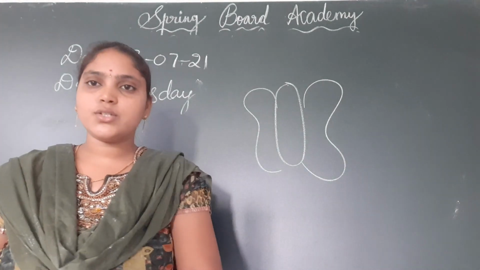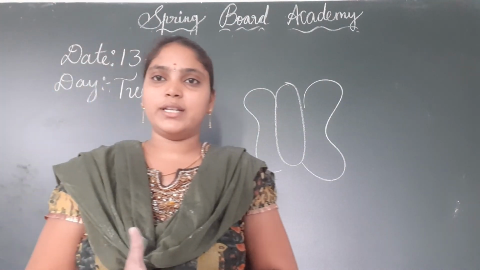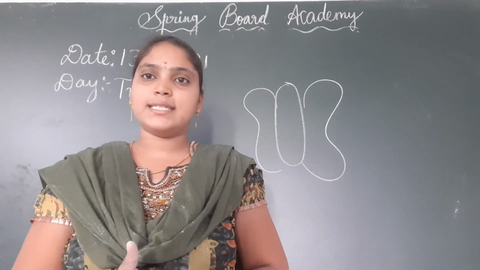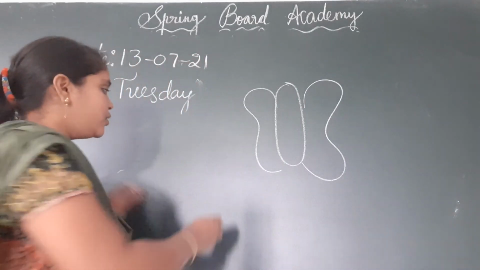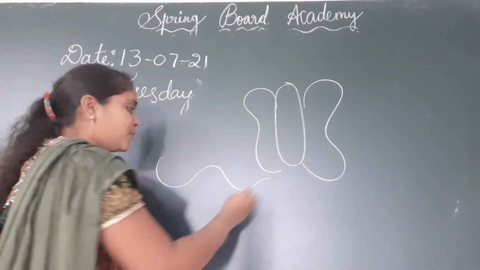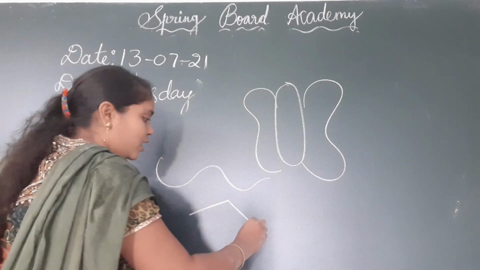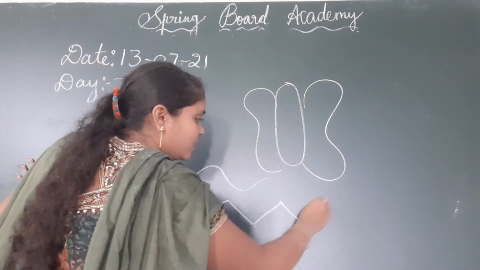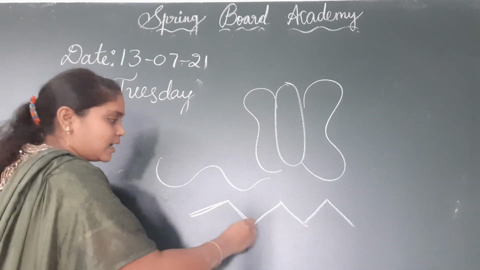Okay. So in today's class, what have we learned children? We have discussed straight lines and curved lines. Okay, straight lines and curved lines. So now tell me children, what type of line is this? This is a curved line. And what type of line is this children? These are straight lines. Okay, these are straight lines.